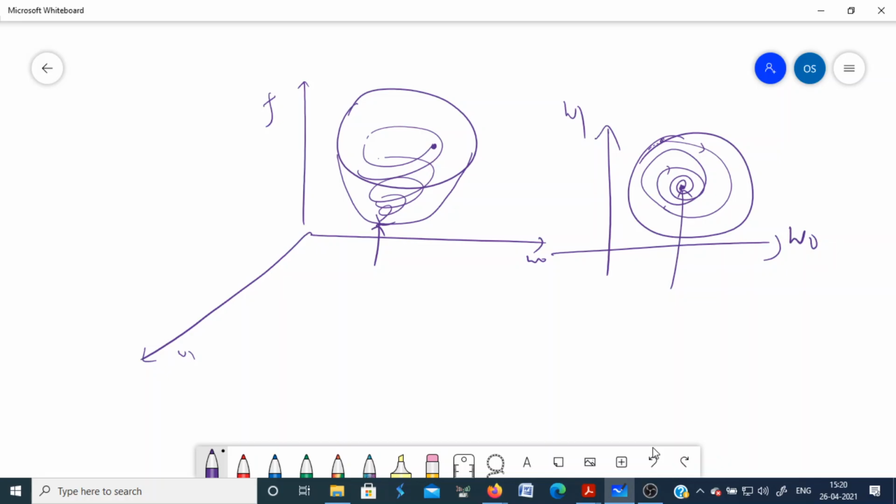Sometimes, if the algorithm is unstable, this point will fluctuate; it will go here and there, and there. So you have to ensure that this algorithm is stable. For that, there is a proper way to select the step size so that your algorithm converges to the optimum point.